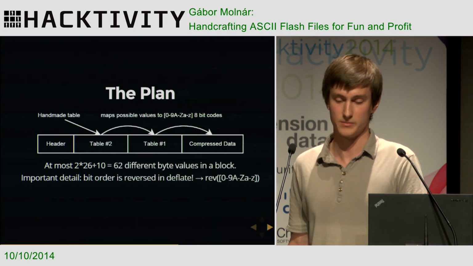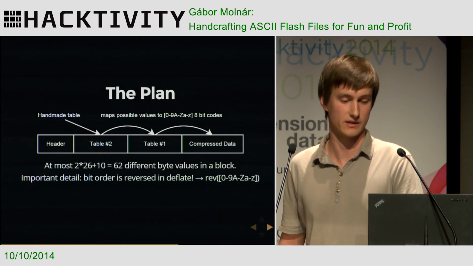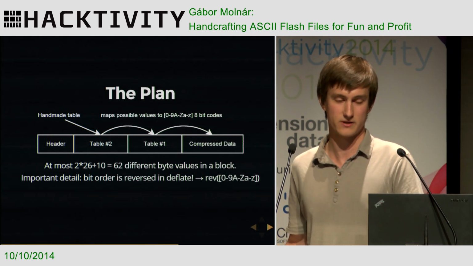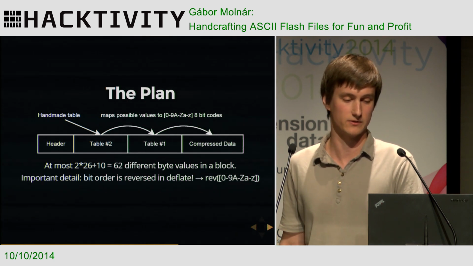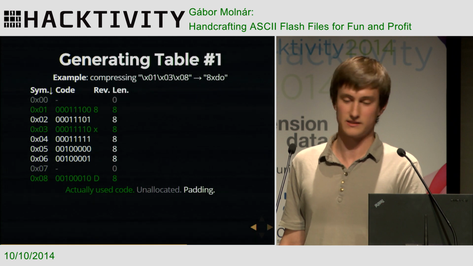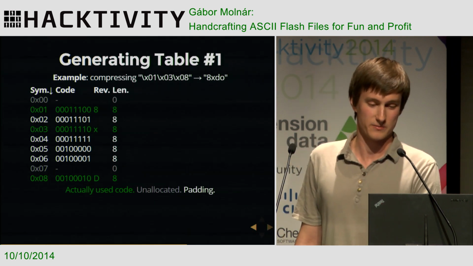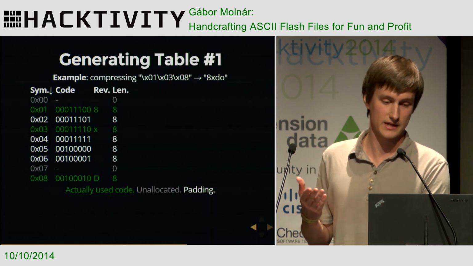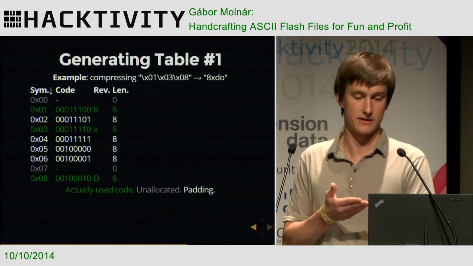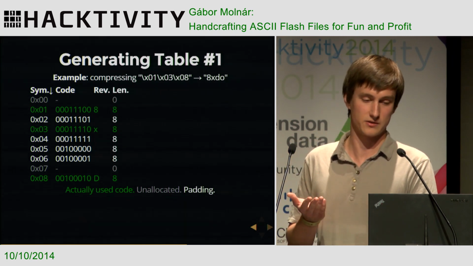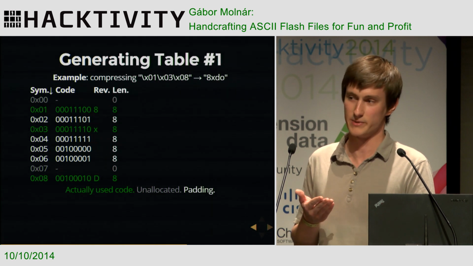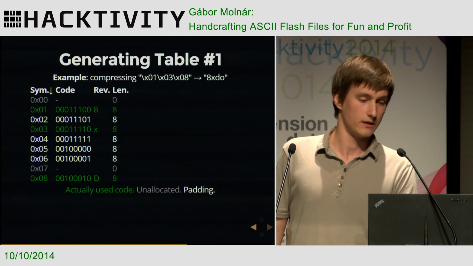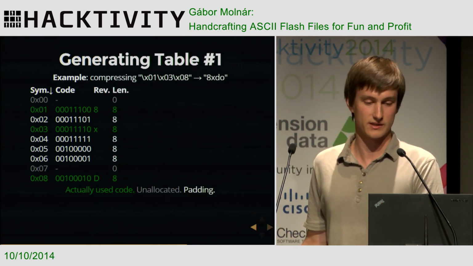Also, in Deflate, bit order is reversed. Everything needs to be interpreted from right to left, so we also have to interpret the restriction in reversed form. And this is the most complex thing. We define table 1. On top you see the input. 1, 3, and 8 is the input. And this will generate the 8xd0 output. 0 is the end of block.